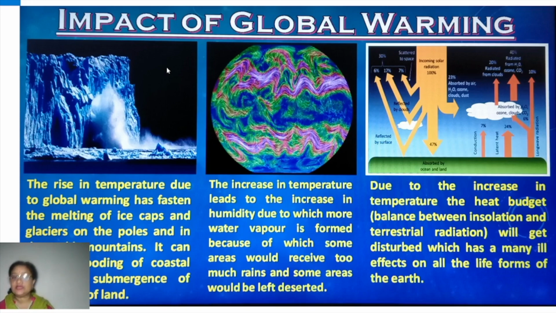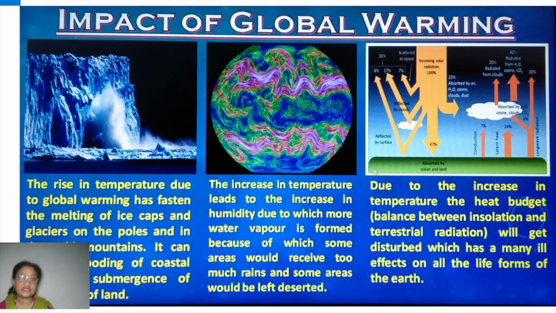Then the next thing is the humidity level. Because of the rise in temperature, the humidity level will increase. So naturally it will cause a total change in the climatic conditions of different areas. Somewhere the rains will be too heavy, while other places will suffer from droughts and all. No rains will be there. So such extremes will be seen in that condition, because of global warming.